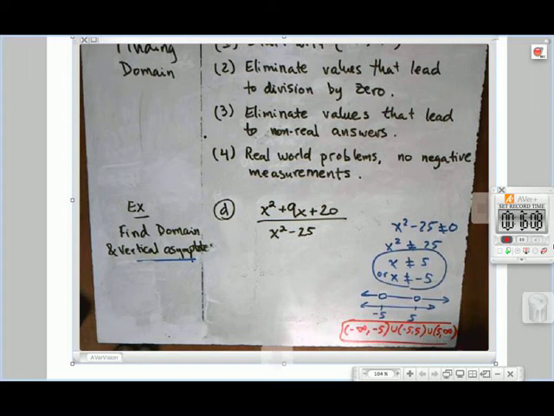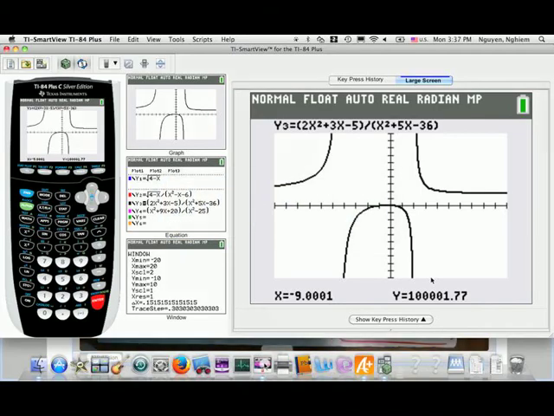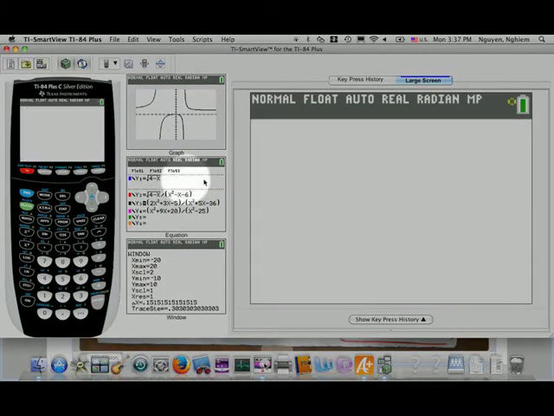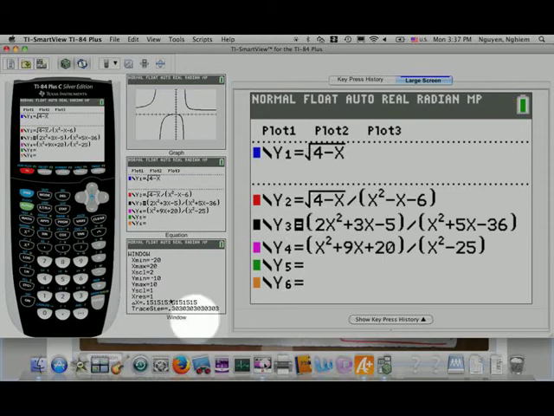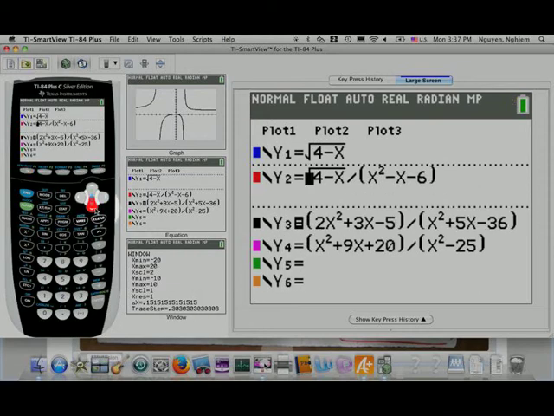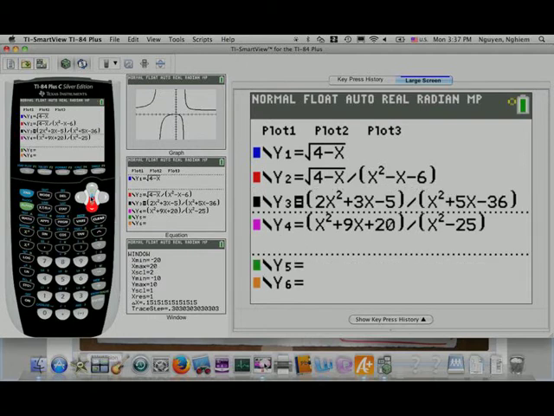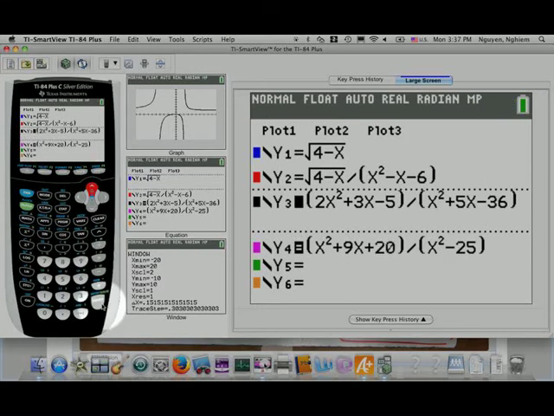Now we need to work on the vertical asymptotes. And prior experience would suggest that it's going to occur at negative 5 and it's going to occur at positive 5. So let's look at the graph and see. So let's turn on the graph here, and then turn off the graph here and graph it.